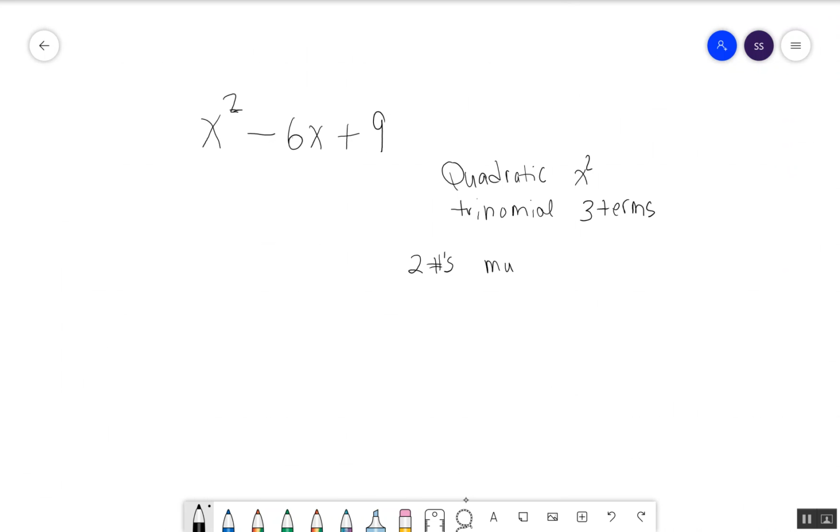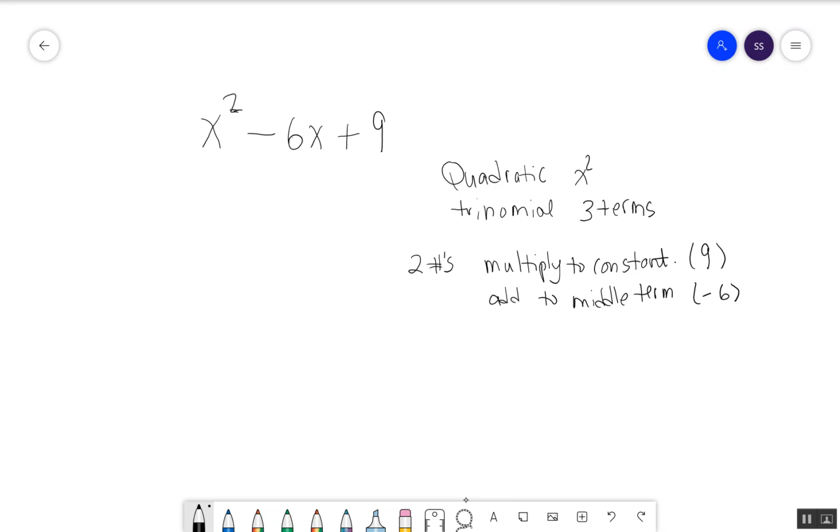that multiply to the constant term, so that's 9 in our situation. And they have to add to the middle term, which is a minus 6 in our situation. All right. Now, you might be able to look at this right away and see that those numbers are minus 3 and minus 3.